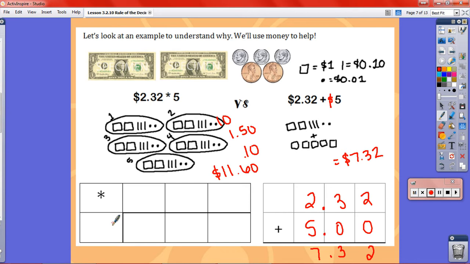$11.60. I can also do that with grid multiplication, or you can use lattice or any other method. I like grid because it breaks it up like this, but it's still relatively quick. So that would be $2.30 and 2 cents times 5. So 5 times 2 is 10. 5 times 30 cents is going to be 150 cents, which is $1.50. And 2 times 5 is 10 cents. Same thing I got up here. And then I just add it up and I get $11.60.